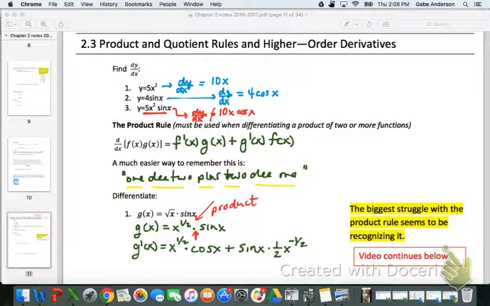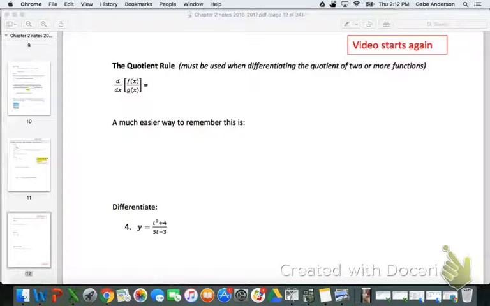All right, our other rule for the day is the quotient rule. So the product rule was to help us to differentiate a product, so the quotient rule will be useful when trying to find the derivative of a fraction or a quotient. So let's write it out here. D dx of f of x over g of x is equal to, it's a pretty big mouthful here.